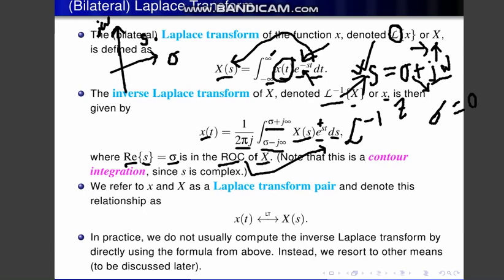In the ROC of x, note that this is a contour integration, since s is a complex value. The ROC means the region of convergence, and we refer to x and capital X as a Laplace transform pair, and denote this relationship as x(t). If you take the Laplace transform, you get X(s). That means the time domain has been replaced with the complex domain. In practice, we do not usually compute the inverse Laplace transform by directly using the formula from above. Instead, we resort to other means to be discussed later.